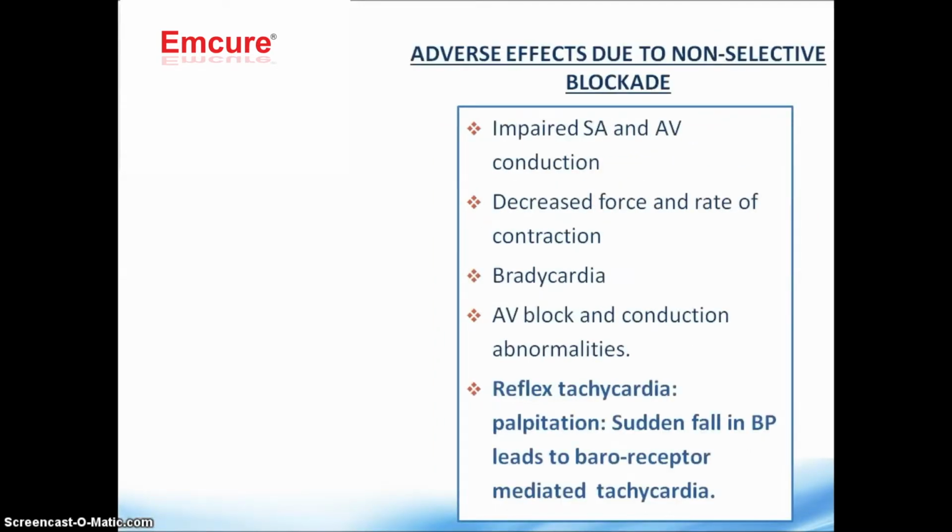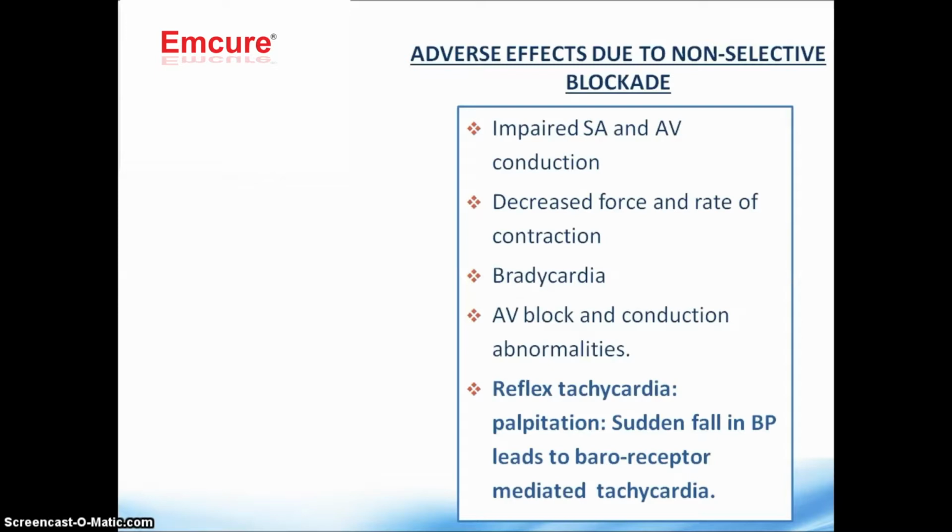Once we have spoken about the blockade and the stimulation, we should also know what the adverse effects due to non-selective blockade are. As we have already discussed, it impairs the SA and AV conduction, then it decreases the force and the rate of contraction. It causes bradycardia, that is reduced heart rate, then it causes atrioventricular block and maybe other conduction abnormalities. There is a term called reflex tachycardia, which is commonly seen with non-selective blockade. It is palpitations, that is an increase in the heart rate due to the sudden fall in the blood pressure, and this leads to baroreceptor mediated tachycardia.